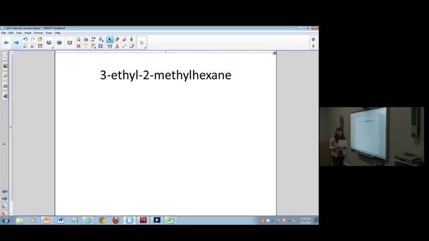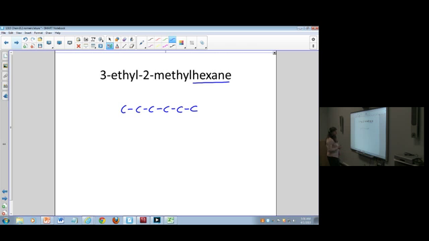Okay, now what if we're given a name and we're asked to draw the structure? Well, if we know it's a hexane, we start with the root and the type of organic compound it is. So we know it's singly bonded because it's an -ane, and it has 6 carbons. So let's get 6 carbons on here. 1, 2, 3, 4, 5, 6.